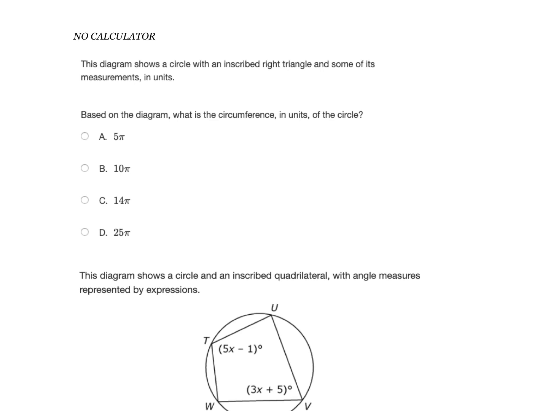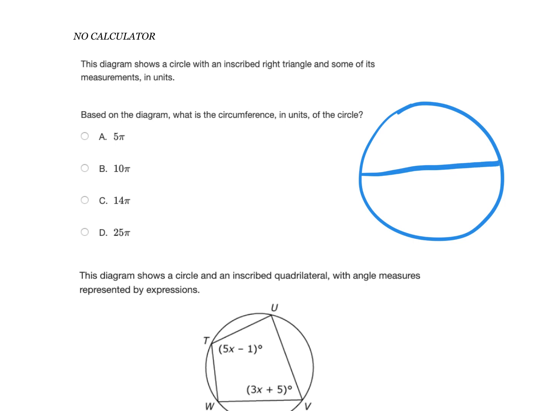Here we have, oh, this one doesn't have a diagram in it, so I'm going to give you a diagram. So here's our circle. It says there is an inscribed right triangle. Let's say our diameter is 10. This is the center, and that's my diameter. Use your reference sheet and find the circumference.